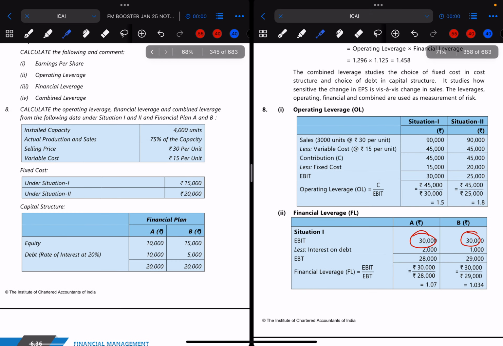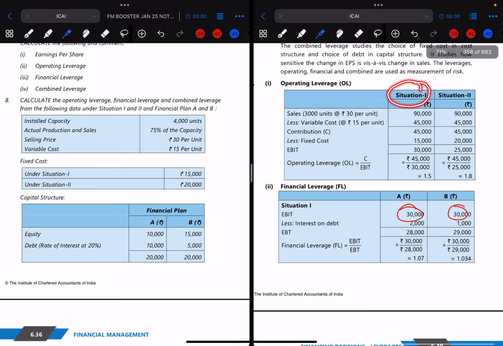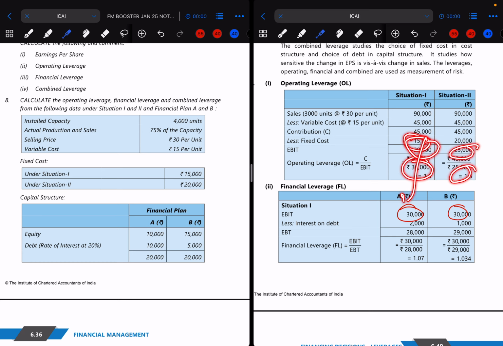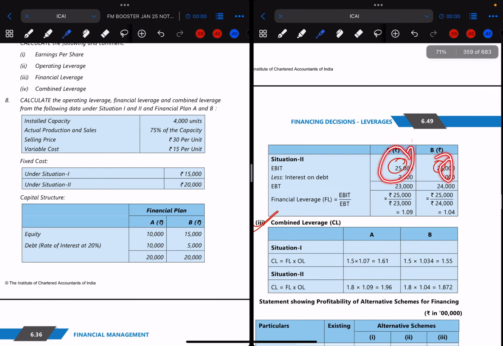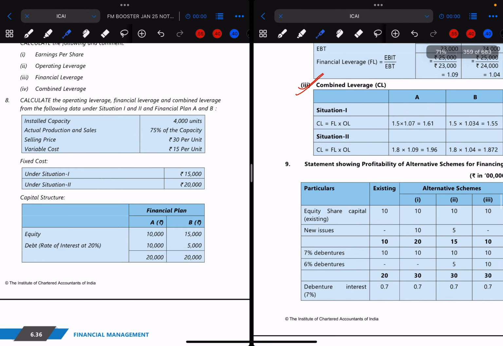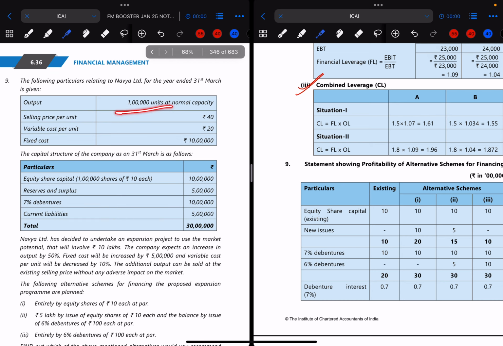The 8th one, calculate the leverage under plan B and actual capacity. This one is actually a very good problem. Hariharan sir has taught me this in the class, so don't worry. Take situation 1 and situation 2, and you'll get an answer like EBIT. That EBIT you have to take as plan B. First case 30,000, do it twice, and the next one is 25,000, do it twice, and write everything in one place, done.